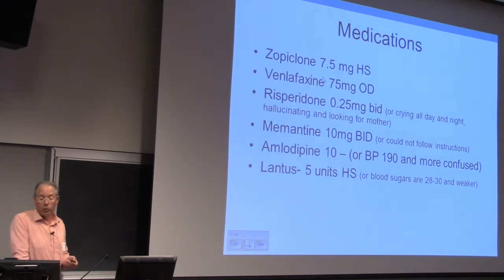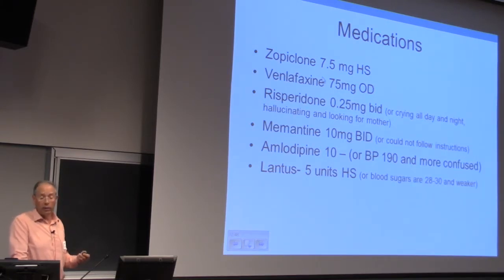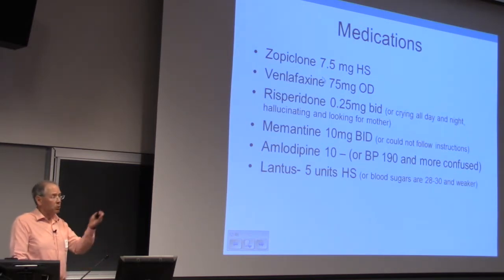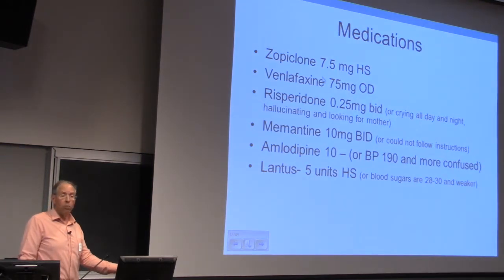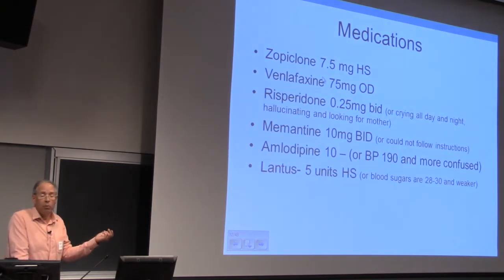She was taking Risperidone, 0.25 milligrams twice a day. And if she didn't have it, she was crying all day and crying all night and hallucinating and looking for her mother and very distressed. With the Risperidone, that sort of reduced, she still talked about her mother, but it didn't bother her anymore. And she was on memantine, 10 milligrams BID. And if she was off the memantine, this is one of the people that had helped.